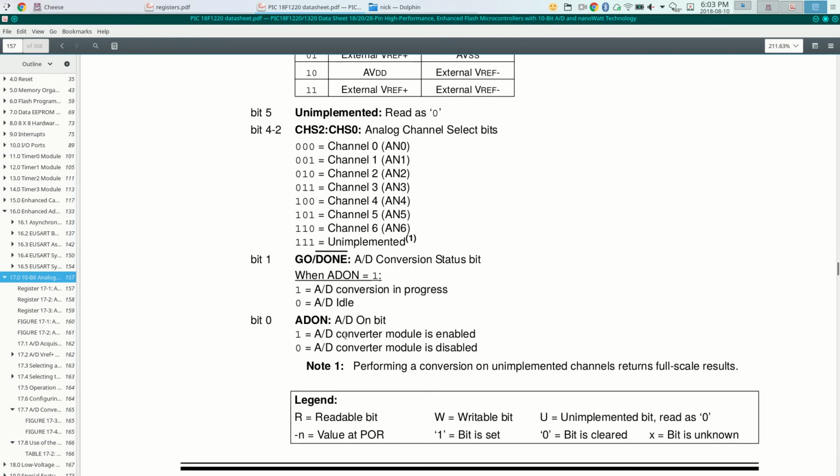We turn the whole thing on with bit 0, that's the on-off bit. 1 turns it on, 0 turns it off. And then to start a conversion, we set bit 1 to a 1, that's the go signal. And it will remain at a 1 until the conversion is finished. Now the conversion takes a certain amount of time. So when the conversion is finished, the system will change this bit to a 0.